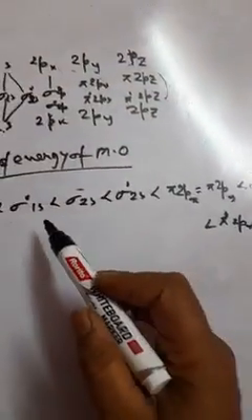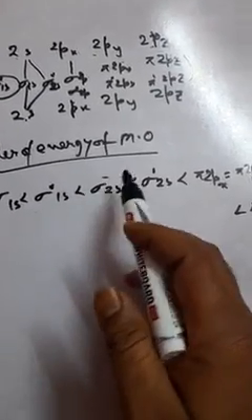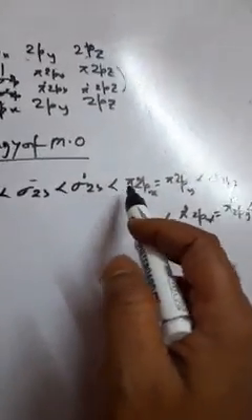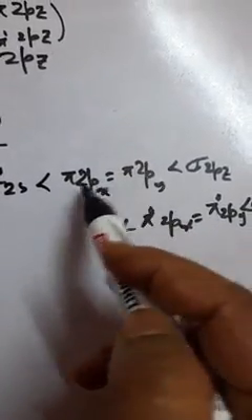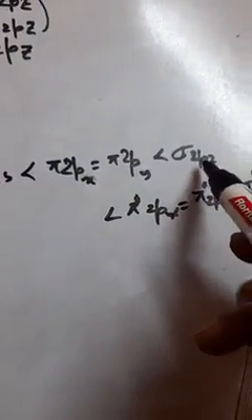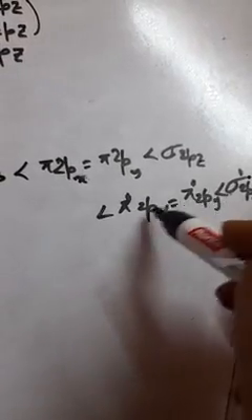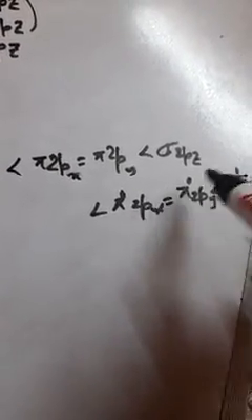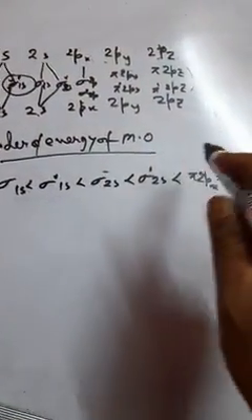So see, this is the overall order starting from sigma 1s, sigma star 1s, sigma 2s, sigma star 2s. Then both pi 2px and pi 2py have the same energy level. After that sigma 2pz, and then again pi antibonding, pi star 2px and pi star 2py, have the same energy level, and after that the sigma star 2pz antibonding. This is the normal order of energy.